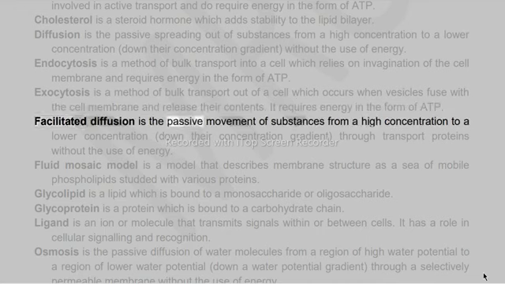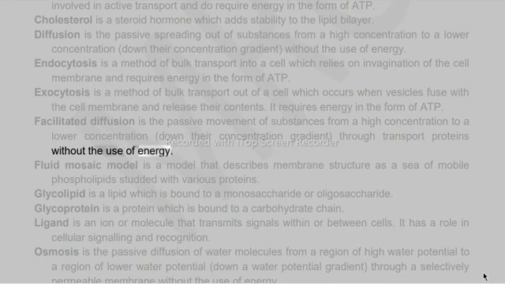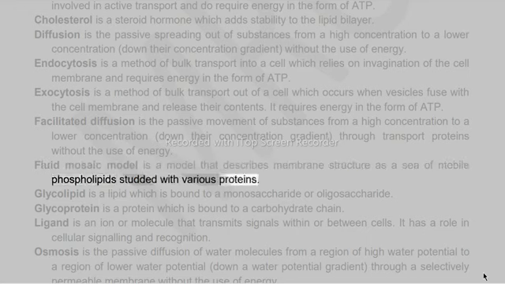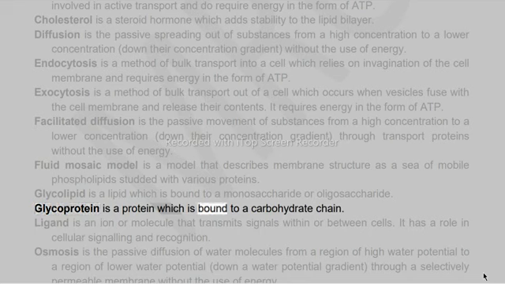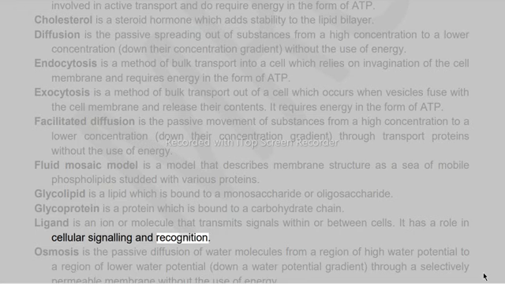Facilitated diffusion is the passive movement of substances from a high concentration to a lower concentration, down their concentration gradient, through transport proteins without the use of energy. Fluid mosaic model is a model that describes membrane structure as a sea of mobile phospholipids studded with various proteins. Glycolipid is a lipid which is bound to a monosaccharide or oligosaccharide. Glycoprotein is a protein which is bound to a carbohydrate chain. Ligand is an ion or molecule that transmits signals within or between cells. It has a role in cellular signaling and recognition.